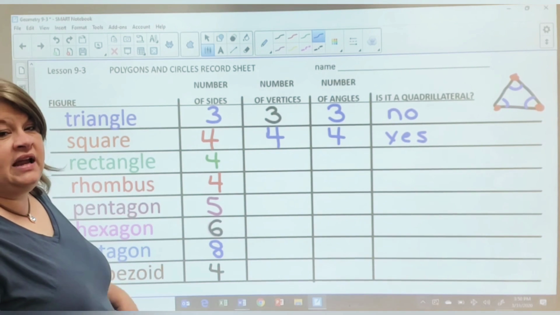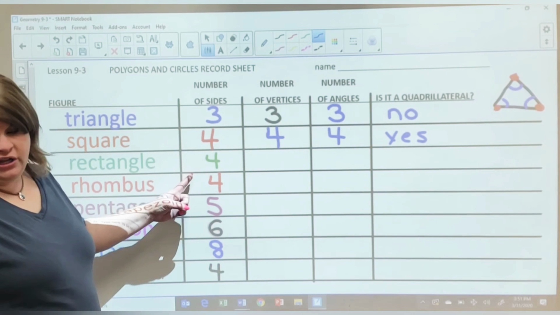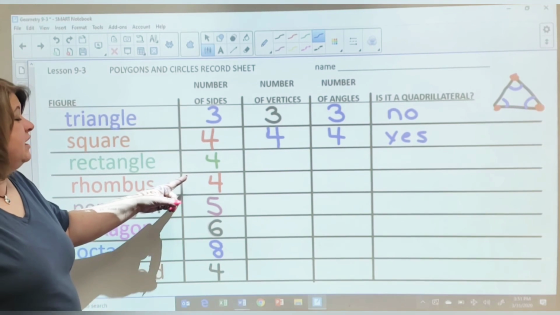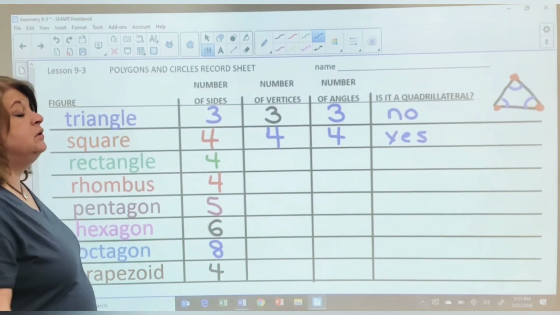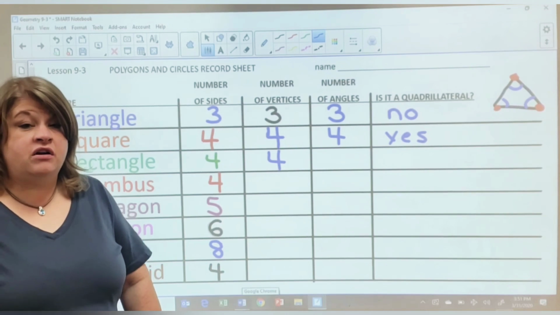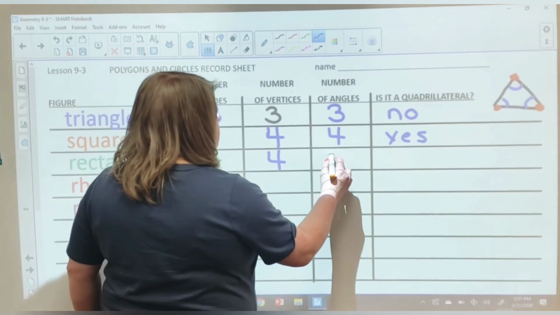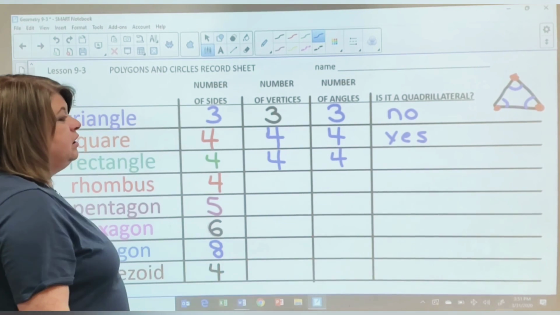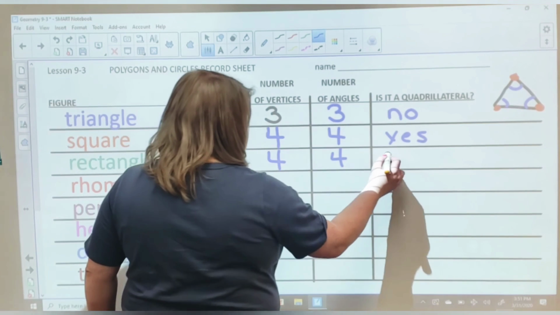Okay, let's go to a rectangle. We said it has 4 sides. So look in your book if you need to see what a rectangle looks like. How many vertices? It's how many corners, how many points? Yep, 4. How many angles are there on the inside of this rectangle? 4 as well. 4 right angles. Is it a quadrilateral? Sure is.